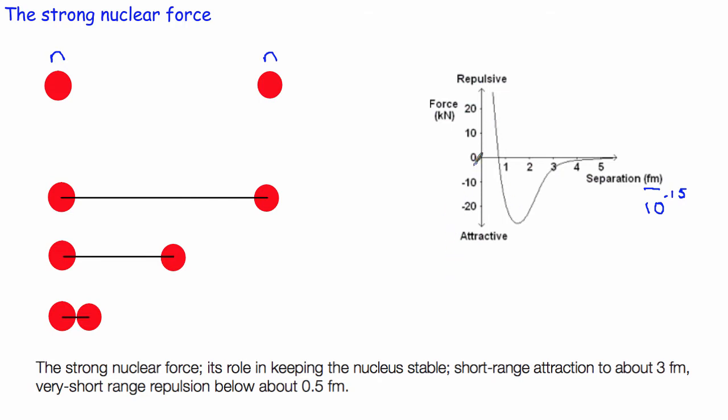And the second thing is we're going to split this graph into two. Wherever we've got a repulsive force, we're going to say that the force is positive, so it's going to have a plus sign in front of the values.